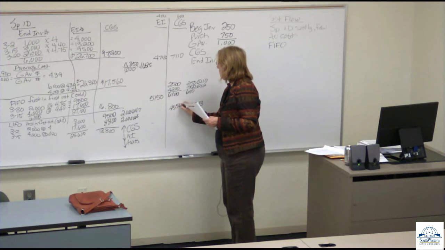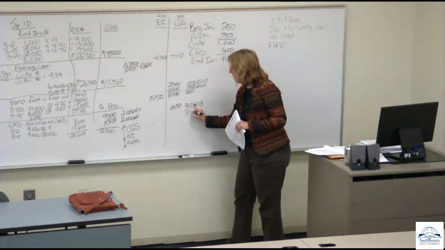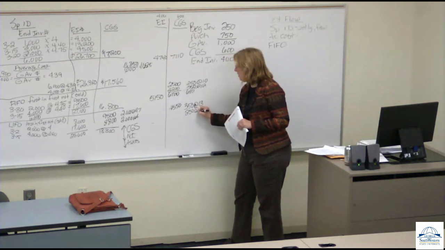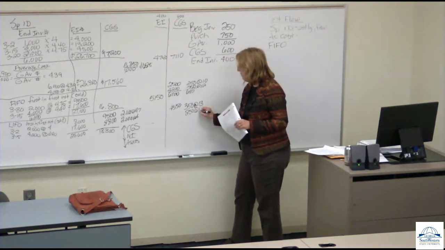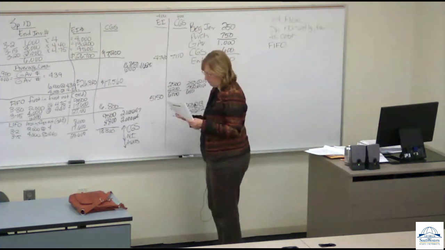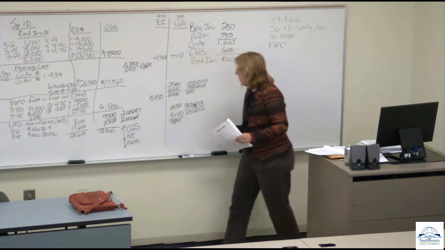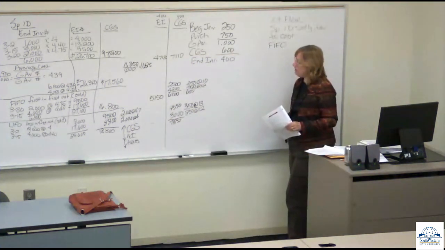How many more do we need? 250. And how much are those at? 12. So that's a total of 3,000. So that all adds up to 7,550. And our ending inventory would be how much?